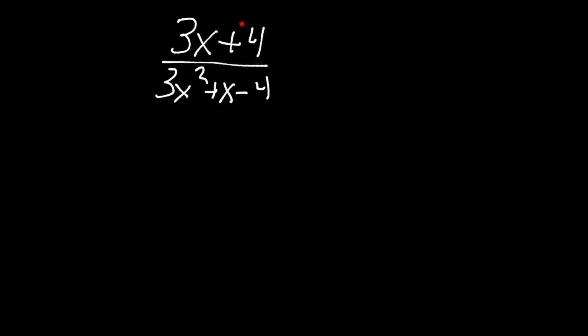So let's take a look at the top first. 3x plus 4. They both don't have variables, so I can't factor anything out that way. And 3 and 4 only have a 1 in common. So the greatest common factor between our 3x and our 4 is 1. So we can't do anything to the top. So 3x plus 4 is going to stay on the top.